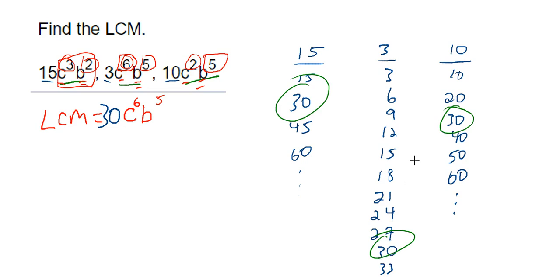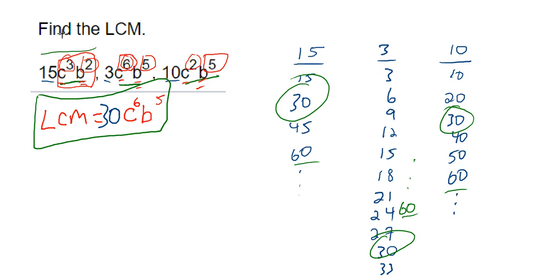I ran out of room here, but eventually for 3 it would get to 60. 60 is another common multiple, but it's not the least common multiple. So 30 would be the least common multiple for the numbers. And so that would be my LCM, which incidentally would be the common denominator for these. So if these were denominators in a fraction, if it was like 1 over this plus 1 over this plus 1 over this, if I was trying to add these three fractions together, this would be my common denominator to do that, which is something we'll get to later in the video.